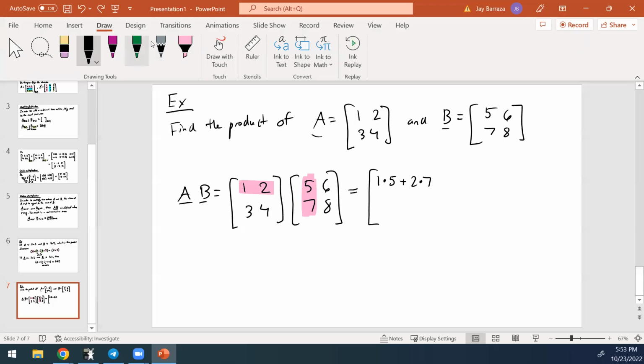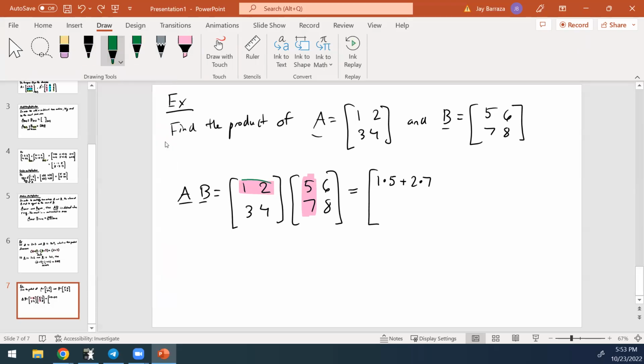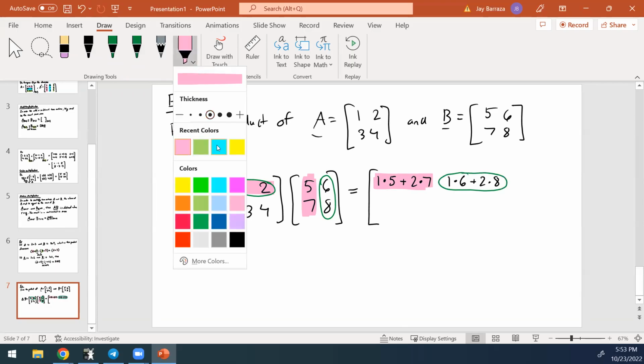Then, maybe I could actually do this. Let's see if this works. I want to make sure it looks natural. This times this will be equal to the first row, second column. So 1 times 6 plus 2 times 8. So I can draw this right here, and then I can draw this right here. And then I'll use a different color. Let's use aqua.